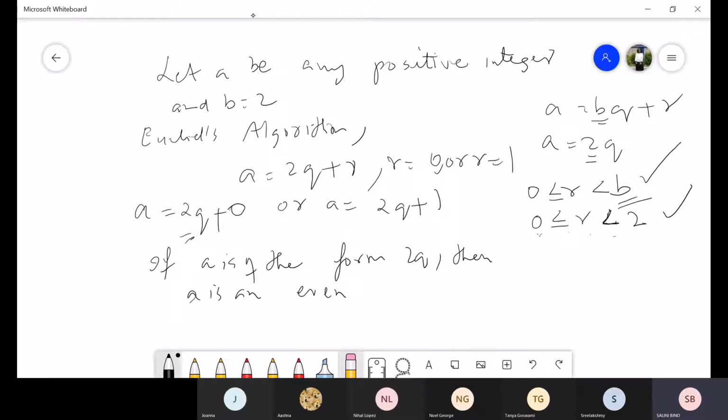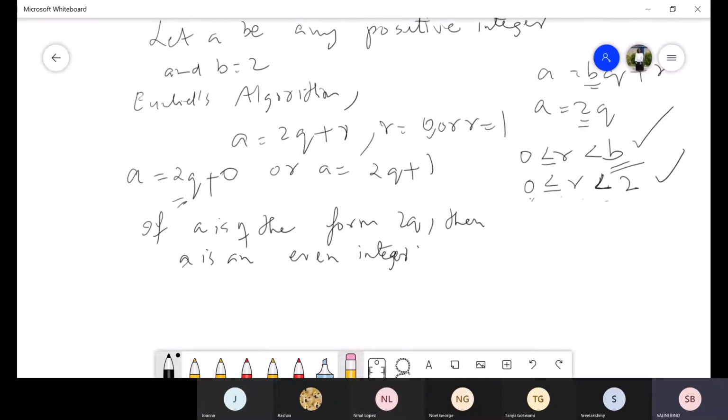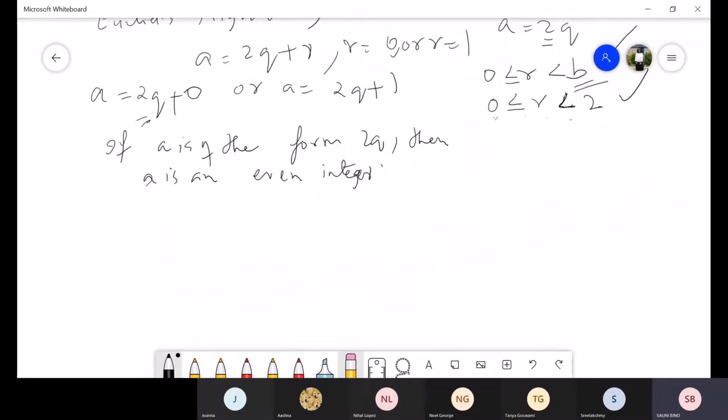2 into Q will give you an even integer. So in the beginning I have written that 1 into 2 will give you 2. 2 into 2 also will give you what? An even integer. If you take an odd integer also, when you multiply by 2, you will get an even number. If you take 5 into 2, 5 is an odd number, but if you multiply by 2, you will get an even number.